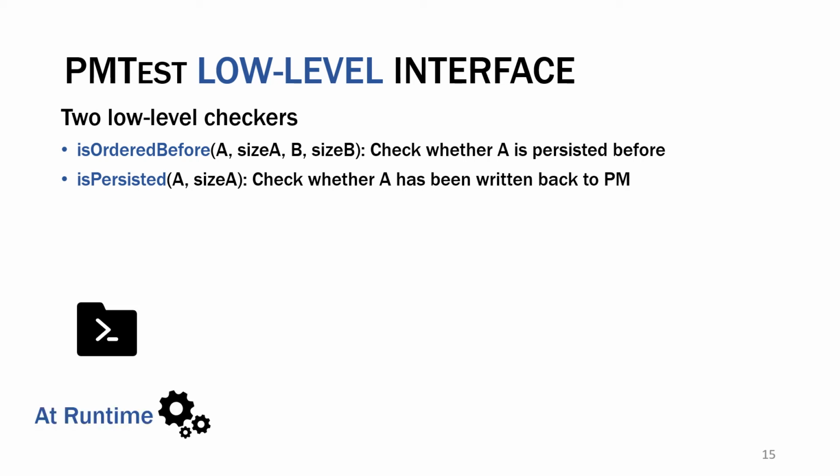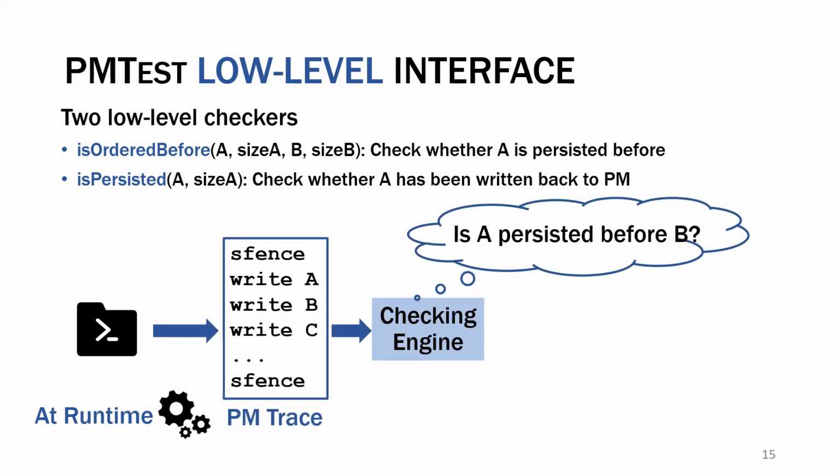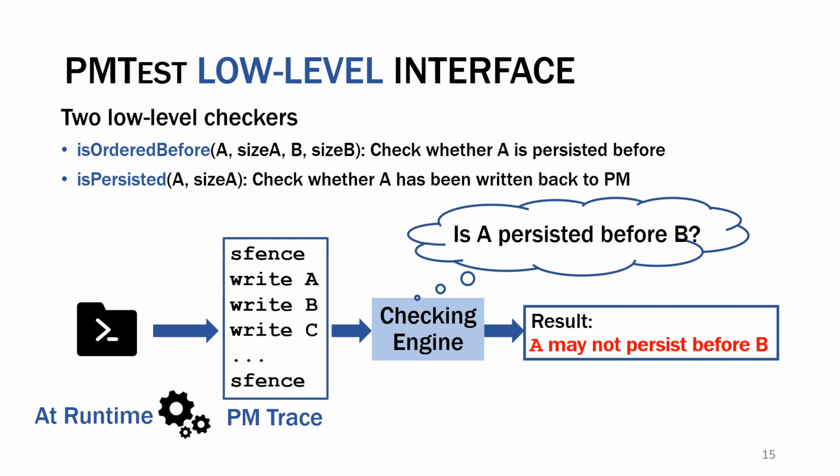At runtime, PMTest collects the trace from the program and sends it to a testing engine. The testing engine detects whether there's any violation against programmer-specified ordering and durability requirements. And in this example, because there's no write back and fence between A and B, the output is A may not persist before B.